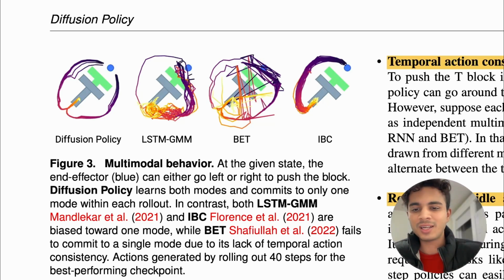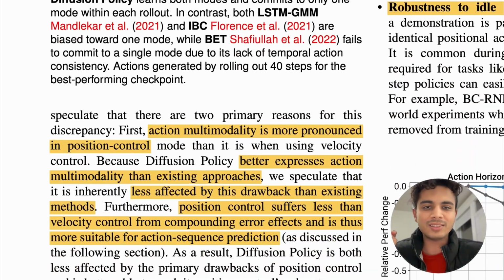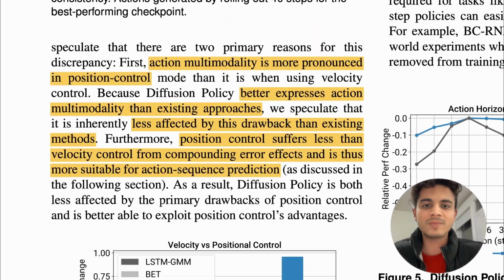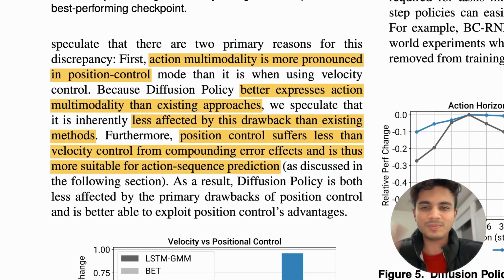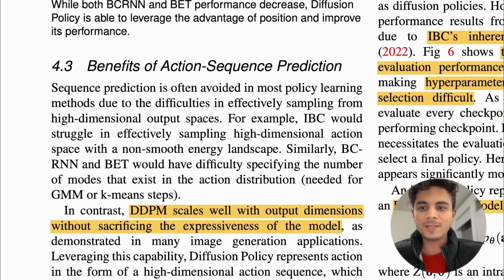But the underlying principle is that it should understand that moving anti-clockwise or clockwise are essentially the same, and this is what multimodal behavior is. This is a very known problem in behavior cloning and imitation learning, which diffusion policy seems to have solved. Of course, whatever I've told is what is being written here. You can go through it once.